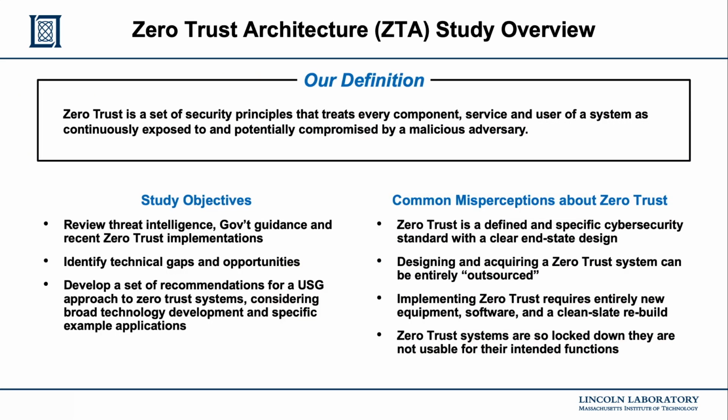Our study team, because it was interdisciplinary and comprised of cybersecurity operations experts, cybersecurity researchers and technologists, and people who build IT information decision support systems for the government, wanted to come up with a definition of Zero Trust that would work with our study team. So this is it. Zero Trust is a set of security principles that treats every component, service, and user of a system as continuously exposed to and potentially compromised by a malicious adversary. You can see our study objectives in the lower left-hand side.